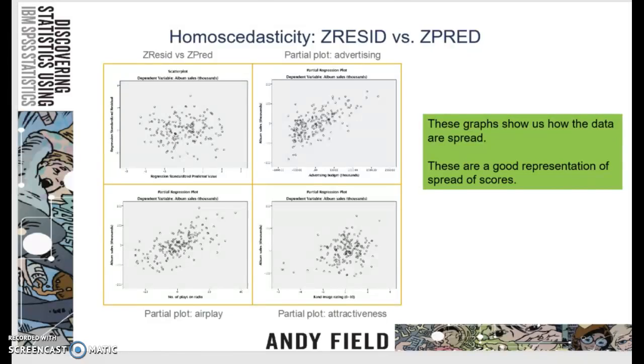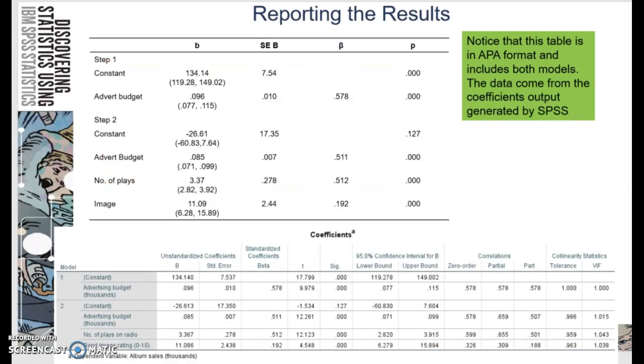And then lastly, this is you reporting your results. So notice step 1 really is model 1, step 2 is model 2. And this is in APA format, so this is how you would report your data if you were running a regression model with your data. Where do I get all these numbers from? I get them from the coefficients table. So as you look at this, 134.14, 134.14, these numbers in parentheses are my confidence intervals.